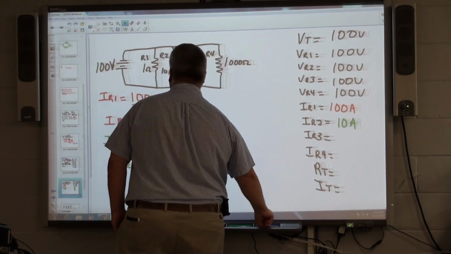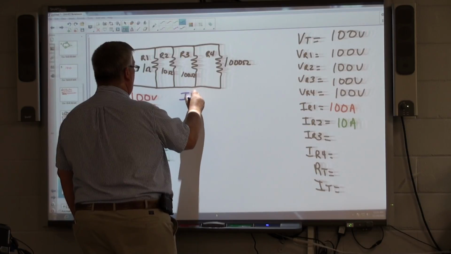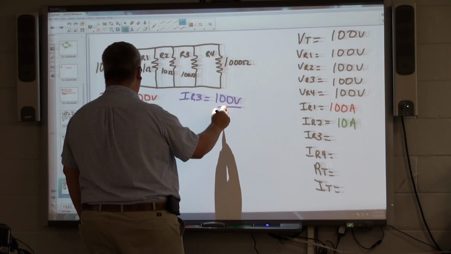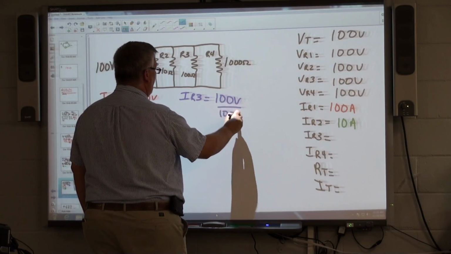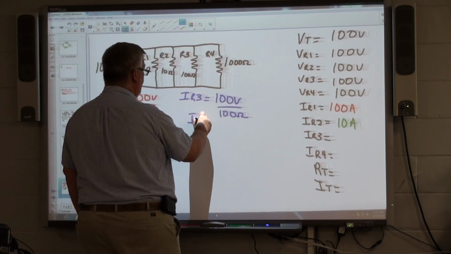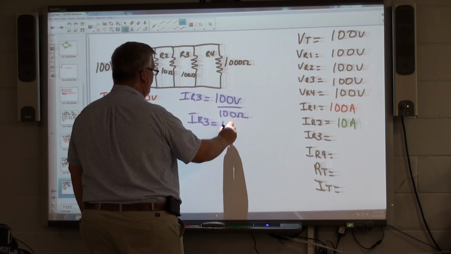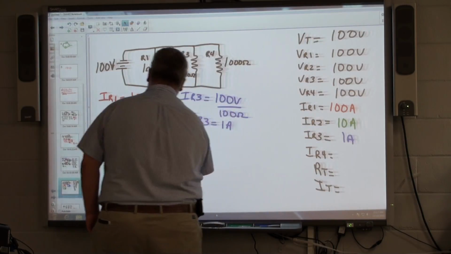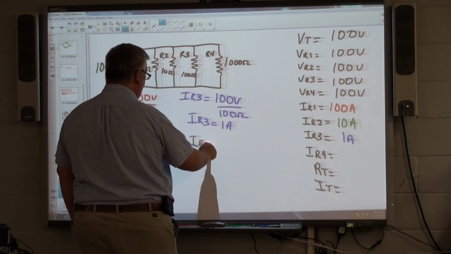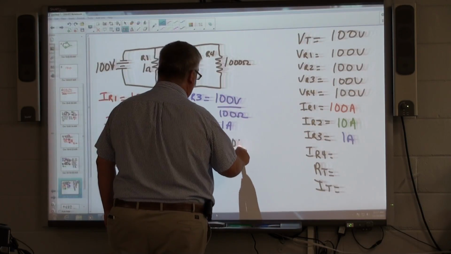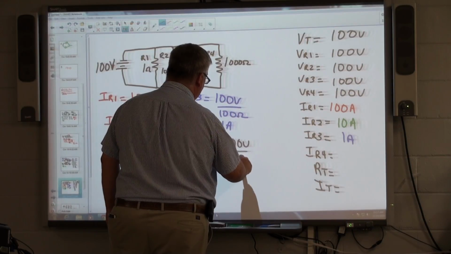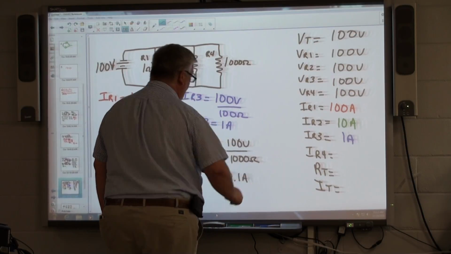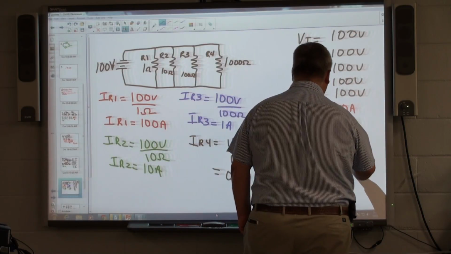IR3 is equal to 100. Probably starting to see a pattern here. Yep, that's going to be 1, divided by 100 ohms. R3 equals how many amps? 1 amp. Yep, and R4 will be 0.1. I'll do it in black. R4 equals 100 volts divided by 1,000 ohms equals 0.1 amps, or 100 milliamps. We'll keep it in amps.